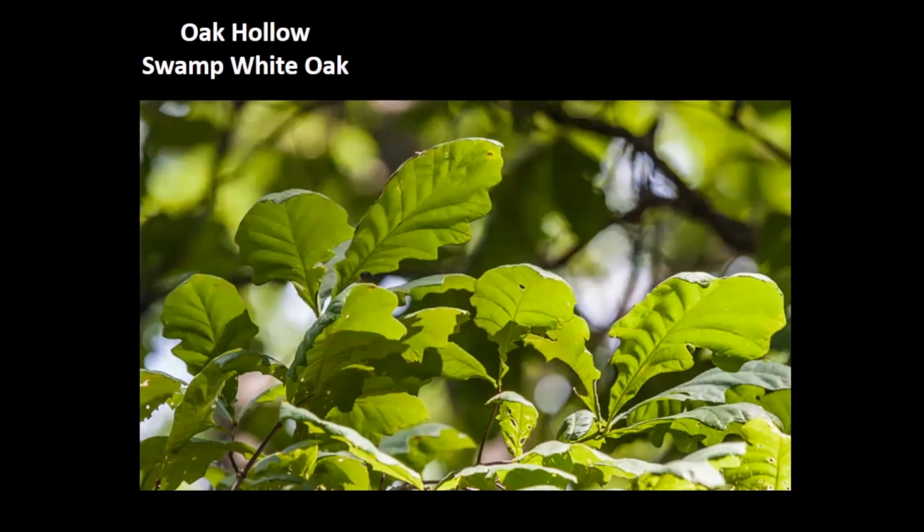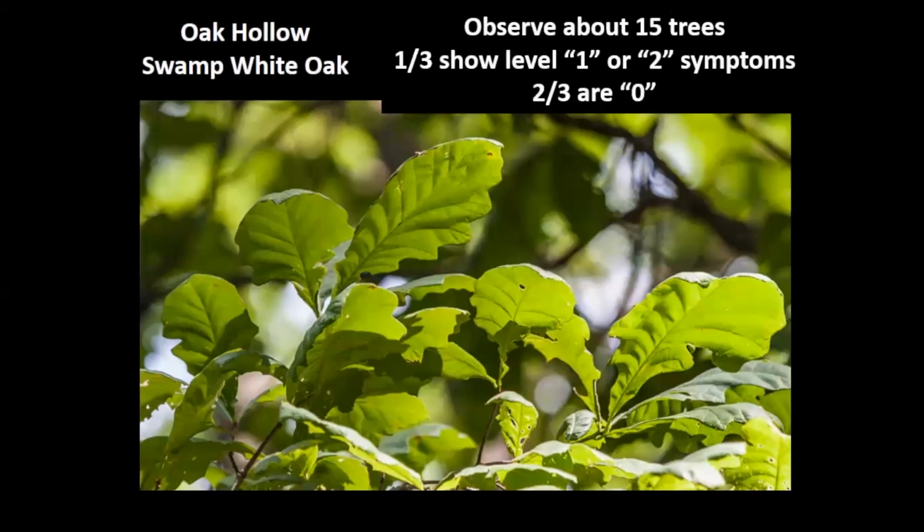This particular site has swamp white oak as its dominant tree, and a subdominant tree in this environment is pin oak. So let's look at our swamp white oak first. Let's say we observe about 15 trees in our 30 minutes of walking around here. We look at a lot of different trees, and roughly 15 of those are swamp white oaks. We notice that about a third of those show level 1 or 2 symptoms. That's what I've illustrated in this slide on the swamp white oak leaves. That's probably a level 2 symptom.